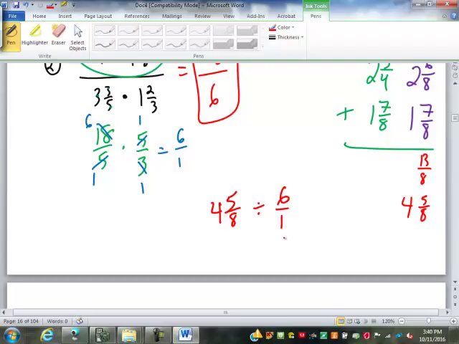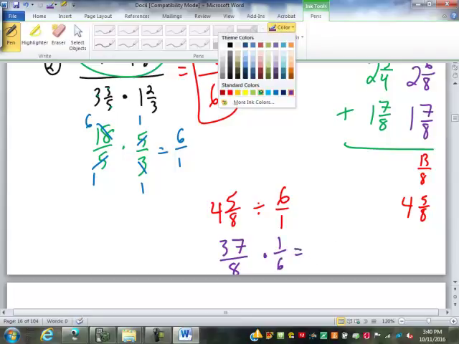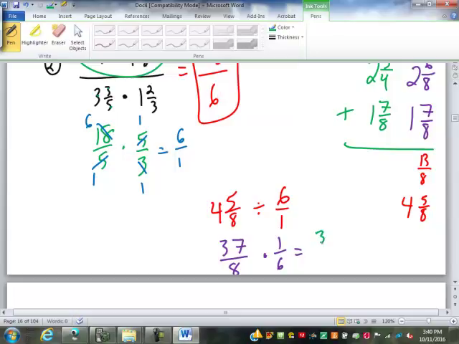I want to make it 6 over 1, so that's a fraction. 4 times 8 is 32, plus 5 is 37 over 8. I'm going to change this to times the reciprocal, so times 1 over 6. 37 times 1 is 37. 8 times 6 is 48. 37 over 48 is as far as we can go. That's our answer right there.